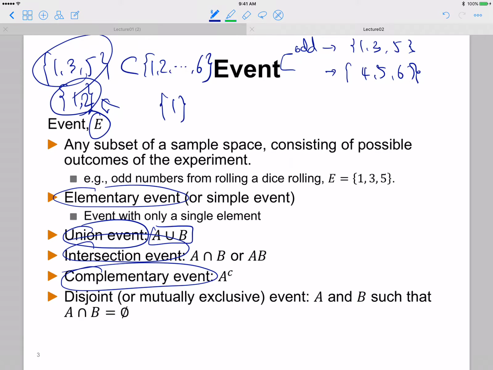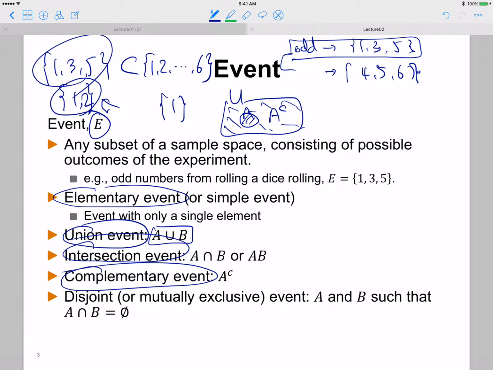And also the complementary event, which is a complementary set. So we have a universe here, and then we have an original set here, A, and we call this part the complement, right? So this is called a complementary set, and this one's complementary set is of course the even numbers, right? And then a disjoint or mutually exclusive event is such that those two events don't have any intersection. So their intersection is the empty set.